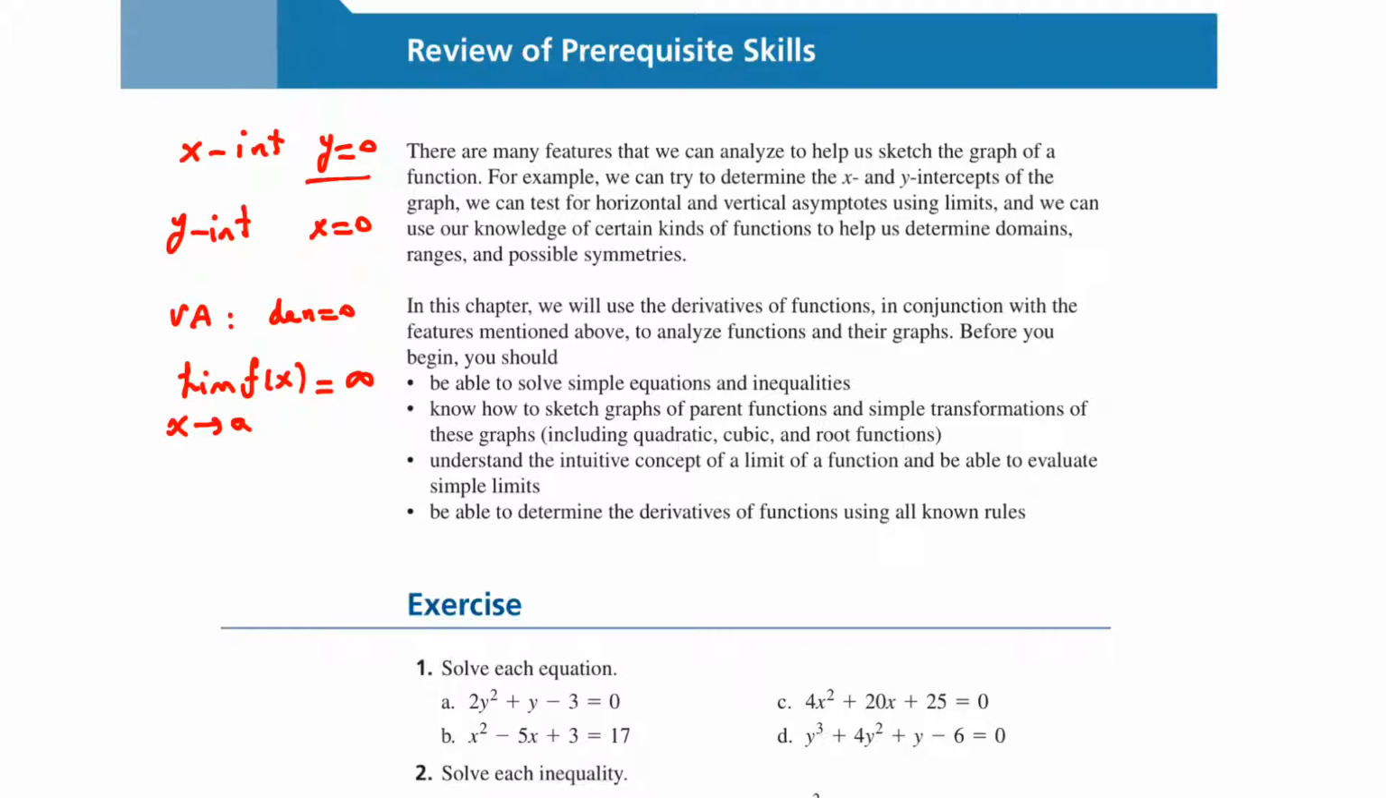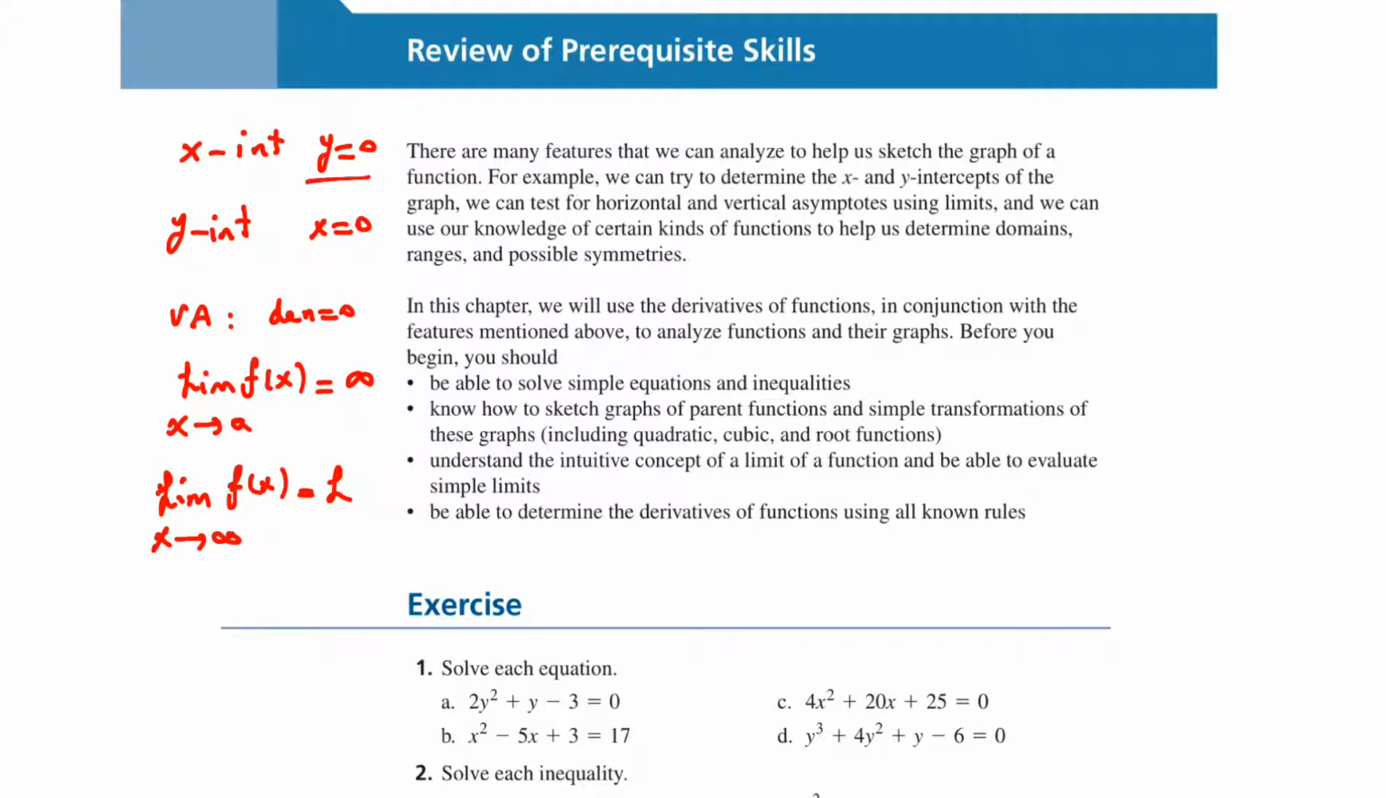To find the equation of horizontal asymptote of a rational function, we find limit of f of x as x approaches infinity, and if we get L, that is the horizontal asymptote.